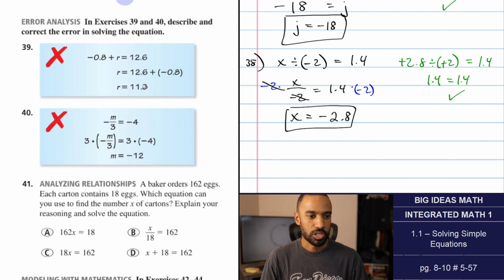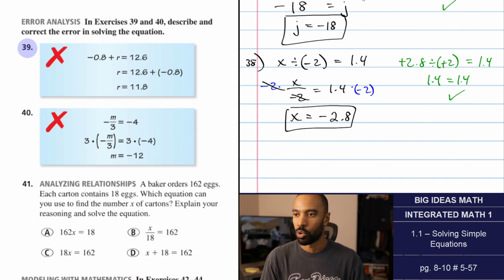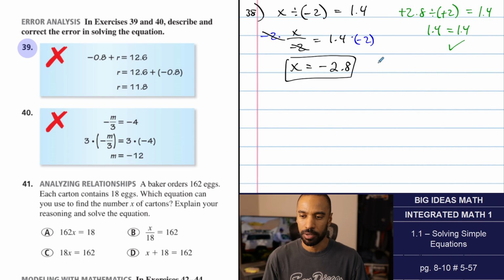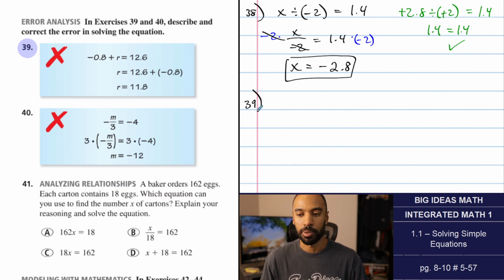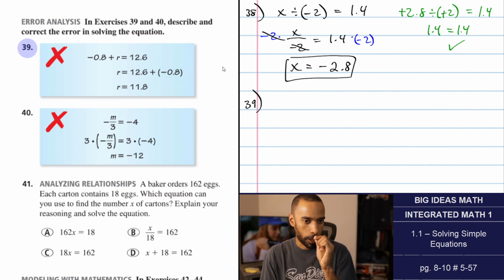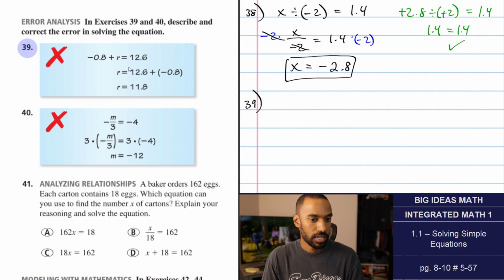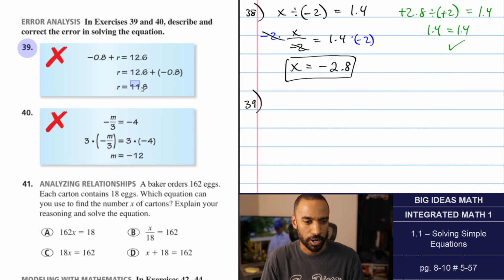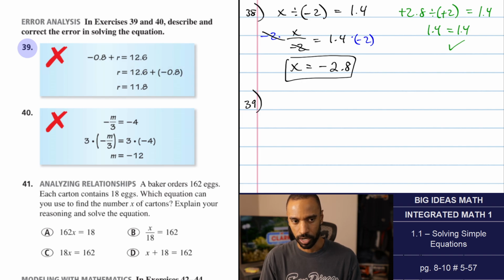Okay. Let's go to exercises 39 and 40. Describe and correct the error in solving the equation. So we'll figure out what's wrong with what they have on that side, and then we will start from the incorrect step and fix from there. They have negative 0.8 plus r equals 12.6. They rewrote the negative 0.8 on this side. It's almost like they took it and just moved it over. You notice that there's an addition there as well. And then they correctly did 12.6 plus negative 0.8, which is 12.6 minus 0.8, which is 11.8. That's a correct step, but here was an incorrect transition.